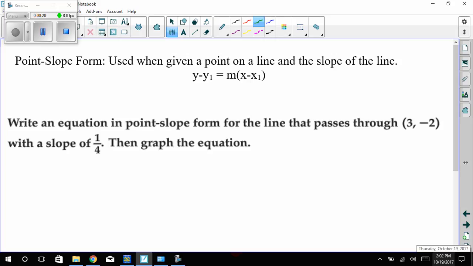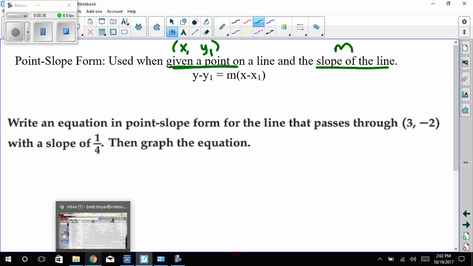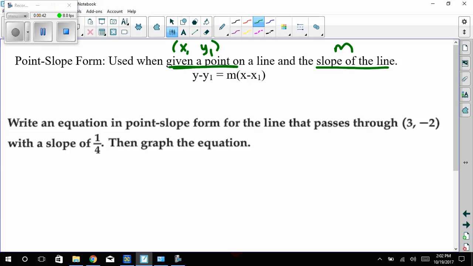Point-slope form is used when we're given a point on a line and the slope of the line. So again, of course, our slope, that's going to be m. The point that we're given, that's going to be x1 and y1. So when we do this equation, the point that you're given is what's going to go in for the y1 and the x1 in the equation.